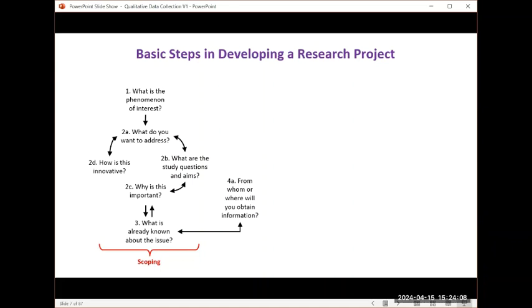Now, typically, this is what we refer to as sampling. But I'm going to just say, let's just call it basically, where does the information come from? Human beings or data sets, right? Then within that, I can ask how I'm going to collect data from these sources. And this is the data collection step itself.